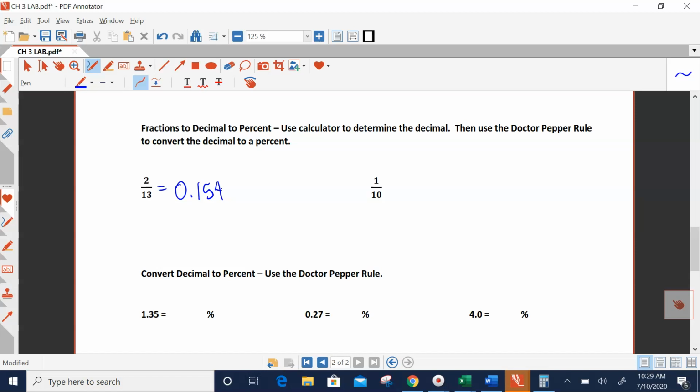That's in a decimal format. Let's change it to a percentage by using the Dr. Pepper rule. So I want to go decimal to percent. So DP, if I'm going decimal to percent, I'm going to move it two places to the right. So I'm going to take that decimal point, move him two places to the right, put him right there, which gives me 15.4%. So convert the fraction to a decimal, and then take that decimal, use the Dr. Pepper rule, convert it to a percent.